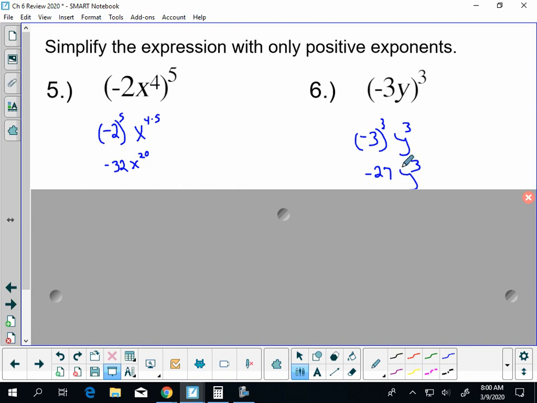Number 6 is the same concept. It's really a power of a power, but our powers inside the parentheses are 1, so it's going to be negative 3 to the 3rd and y to the 3rd. Negative 3 to the 3rd is negative 27. So there's my final answer there.